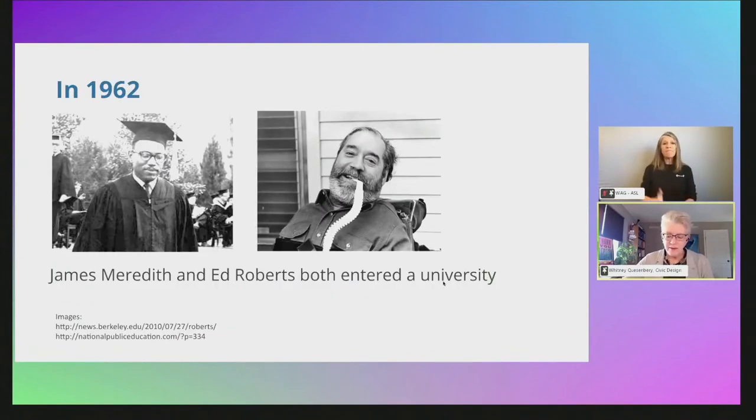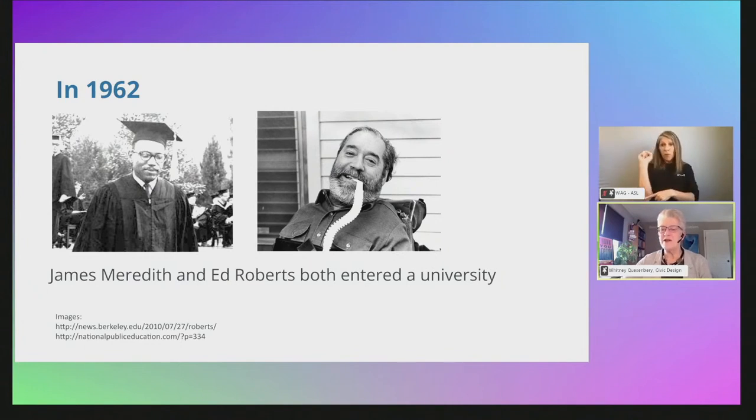So I'd like to do a little trip down memory lane for a second and take us back to 1962, when two men entered university. You probably know the name Ed Roberts if you work in accessibility. He entered Berkeley. He is sort of the father of the movement for curb cuts, and had to fight for the right to enter that university. James Meredith, who's on your left, was the first Black man to be admitted to and graduate from University of Mississippi, and went on to be a major leader in the civil rights movement.